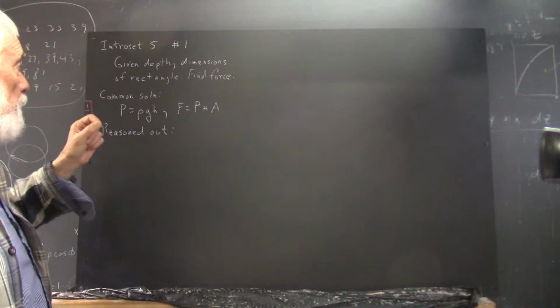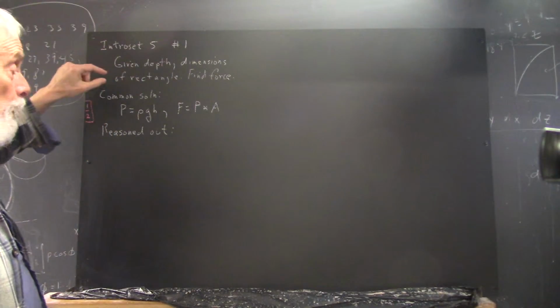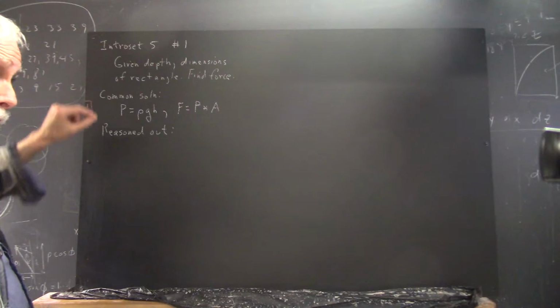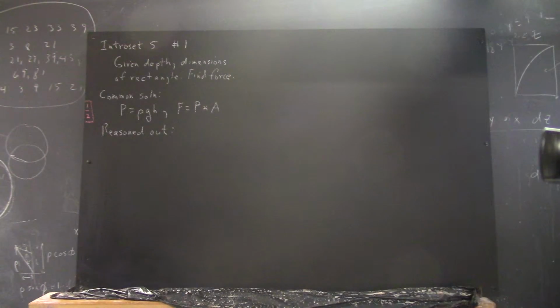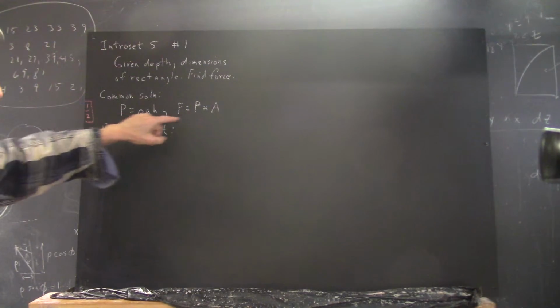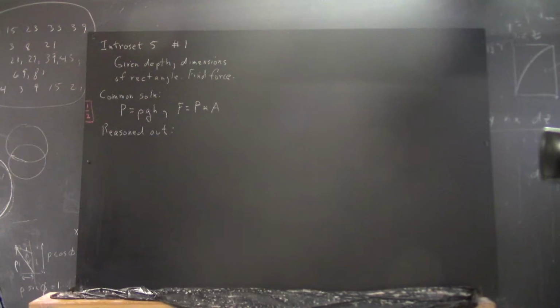But on the Introset problems, I want these reasoned out from first principles the way they are in the given solutions. So, this would be a half credit solution if I specified that I want to see the reasoning, and I want to see it reasoned out from first basic principles.